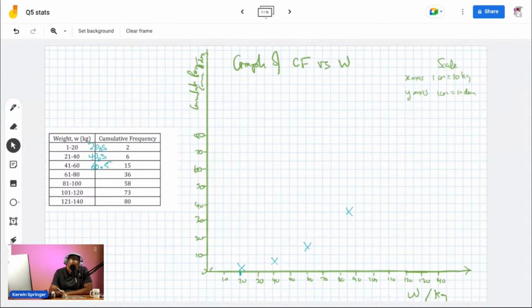Oh, that 80.5 is in the wrong spot. Do you see now? Fortunately, I can just select it and drag it across. Come across so, there. Like that. Bang. And then 100.5, 58.